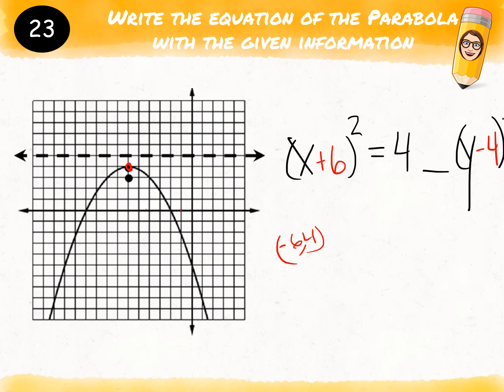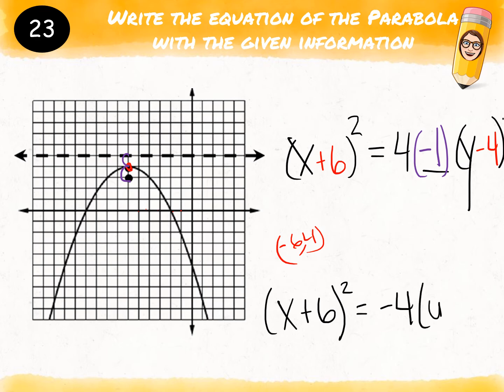Okay. Next, I see I have a distance from the vertex to the directrix and to the focus of 1. 1 is my p-value then. My parabola is opening down, so that means my p-value is -1. Now, as you know from the previous examples, we don't leave the 4 written out. We multiply those, so it should just be a -4 out front.